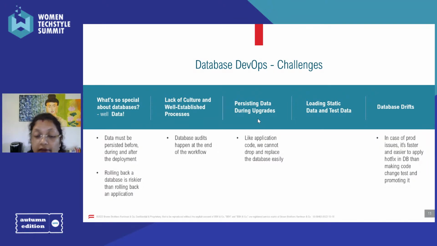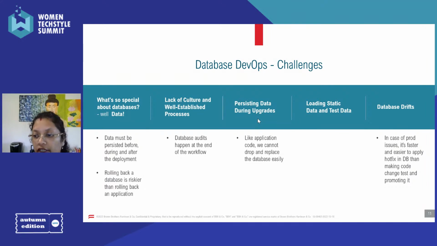Persisting data during a break, unlike application code, we cannot easily just drop and replace the database. It has to go through a process and a sanity check to ensure that what we rolled back or what we dropped is right. Then we do have the static data and the test data in various environments. Now, if we have these kinds of things, then that adds another challenge to bringing in automation for the databases. The database scripts, that's one of the important factors, and I'm sure a lot of us would agree with that.